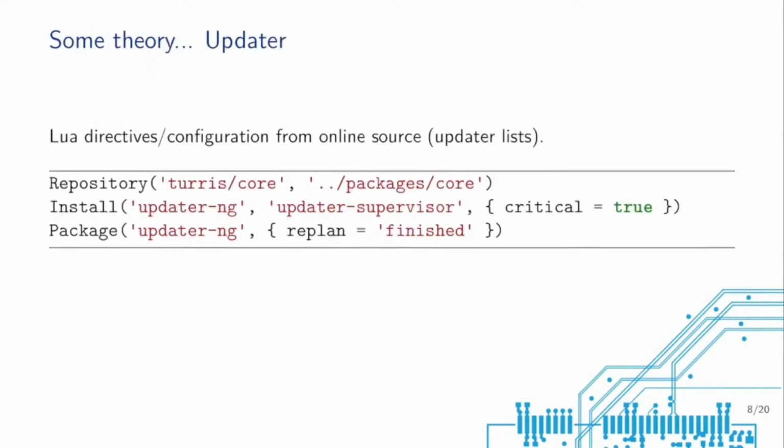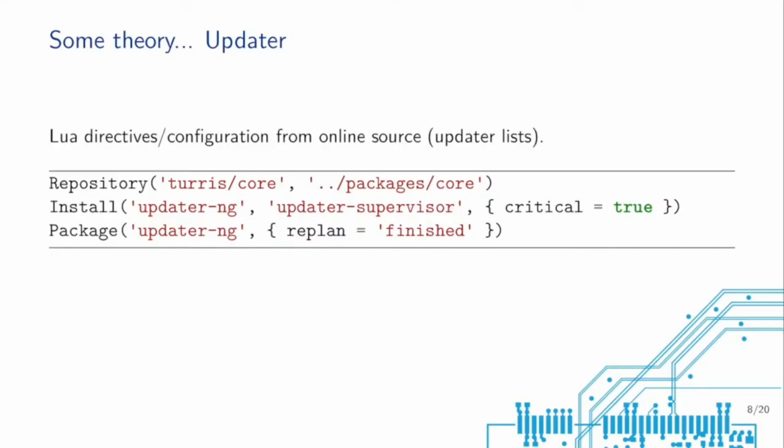So now let's look at some theory about the updater and updates and how it actually works in Turris, because of course this is a little bit a look behind the curtain. It's really fast, but it's kind of a deep dive into the updates. So you have to know something about how packages in Turris are maintained and how they are updated. Basically, the software we use for it is updater, and it uses Lua directives that are downloaded from our server, verified of course, and evaluated in the router.